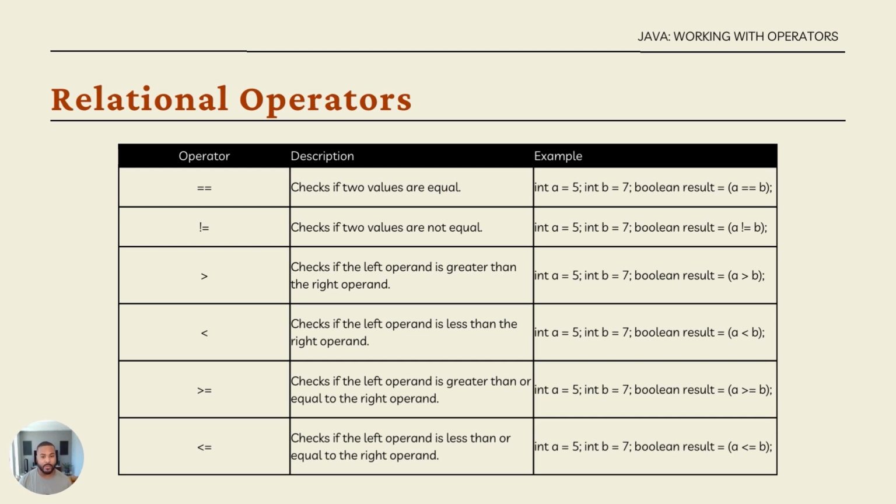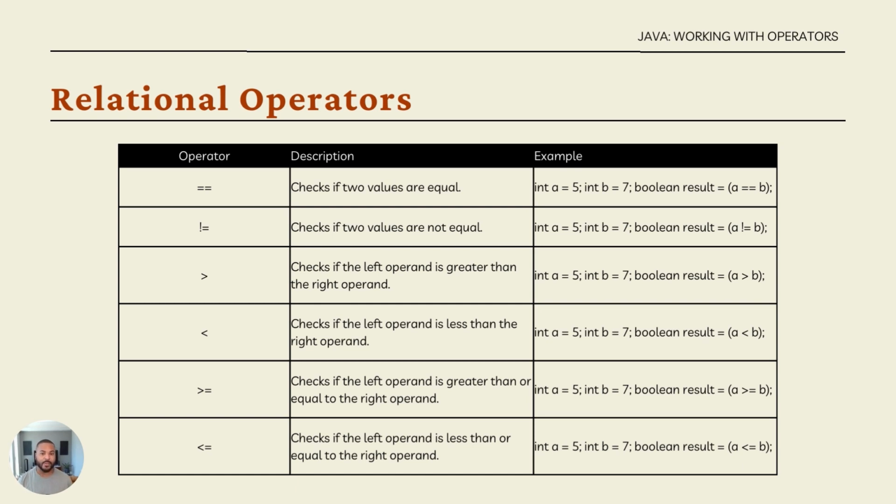We have the equal to, which is two equal signs. We have the not equal to, which is an exclamation sign and an equal sign. We have the greater than, less than, greater than or equal to, as well as the less than or equal to. Relational operators are commonly used in control flow statements to make decisions and control the flow of the program.